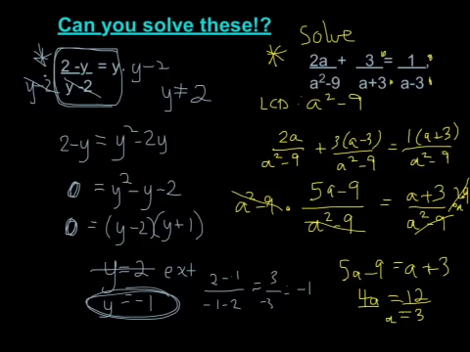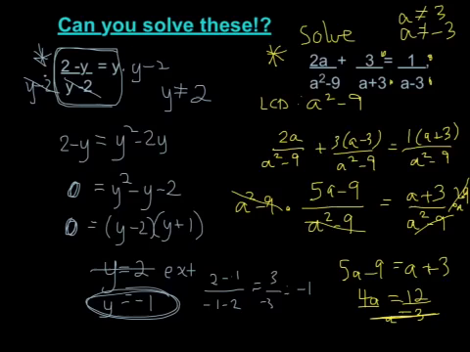And I go back to the very beginning. Remember that caution on the last slide. Think about your domain restrictions. Here in this function, a could not be 3. A could not be -3. Either one of those are restricted values of a, and we happen to find one of them.